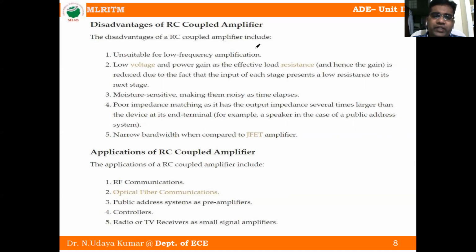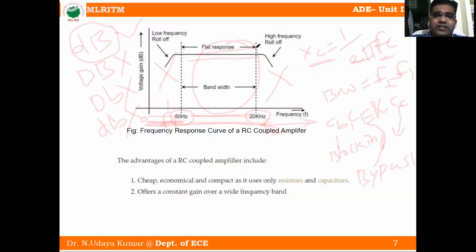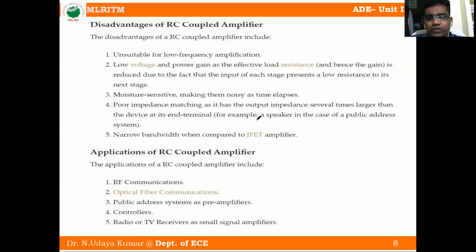So what are the applications of RC coupled amplifiers? RF communications. What do you mean by RF? Radio frequency communications. We will use the RC coupled amplifier because it uses a set frequency range, 50 Hz to 20 kilohertz. We will use it properly in this range, not for a very low or a very high frequency range. So a set of bands we will use in this RC coupled amplifier.